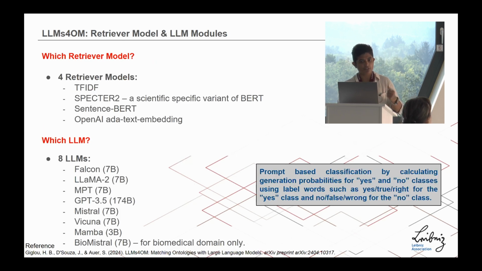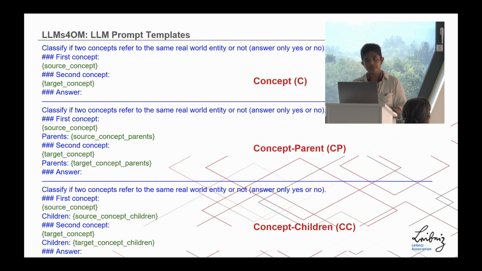We used 4 different retriever models and 8 LLMs. This is more recent work, so you see some more recent LLMs on the screen. These are some of the prompt templates that we use for the LLMs themselves. That's what the concept representation looks like, the concept parent and concept child. And essentially, it was a binary classification task. Just answer yes or no whether they match.